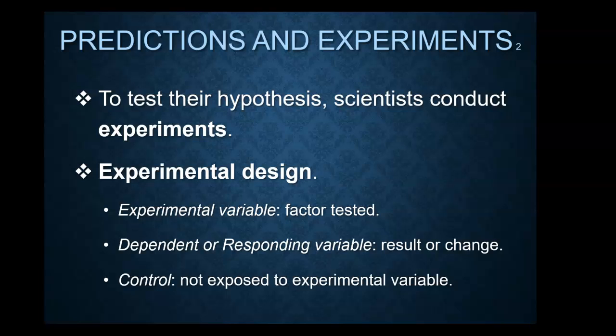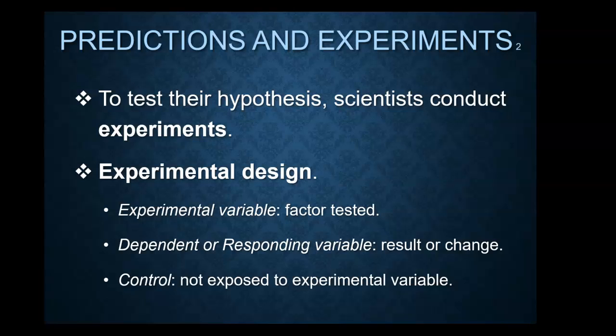The dependent variable is the actual result or change. So the experimental variable, we know, is always going to be on the x-axis. The dependent or responding variable will always be on the y-axis. So that's the result or change based on the experimental variable. And then again, we always have a control group, and for the control group, we do everything except exposing it to the experimental variable that we're actually testing.